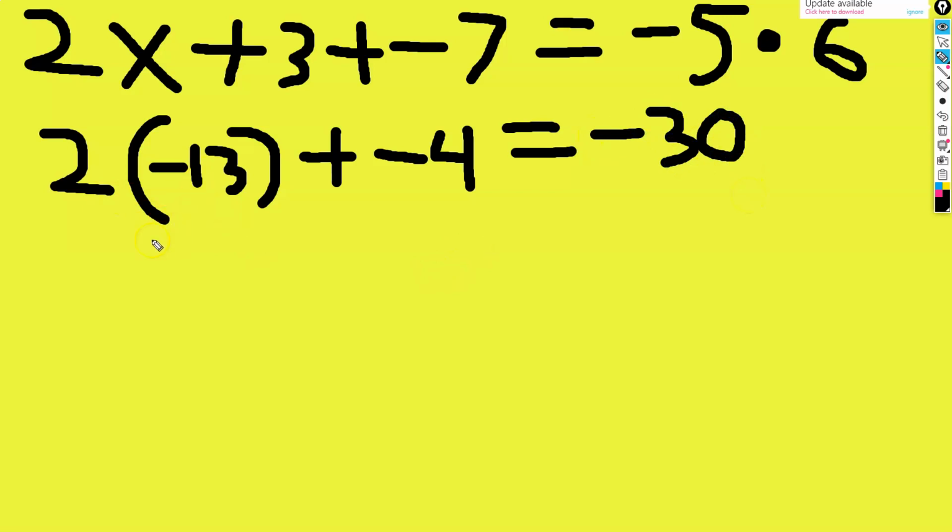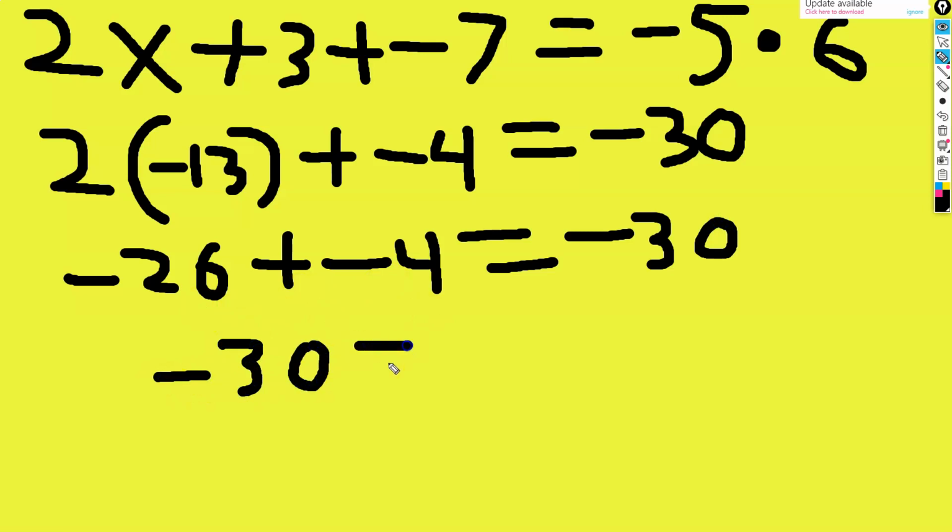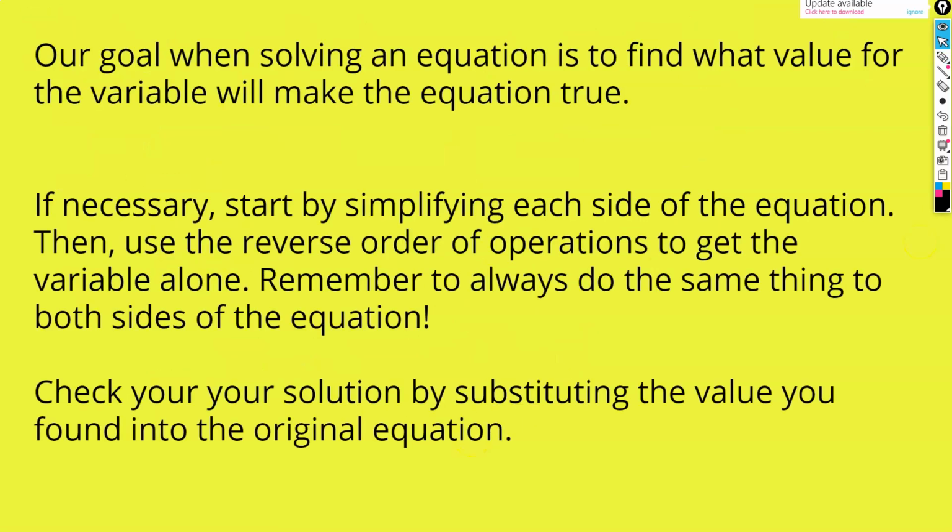Two multiplied by -13 equals -26, and -26 plus -4 equals -30. And because -30 equals -30, our solution was correct.